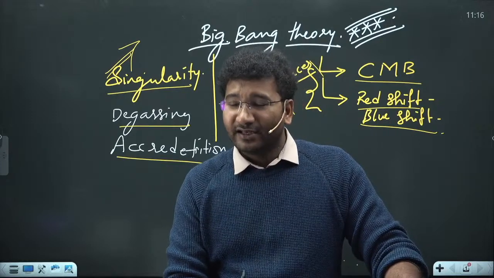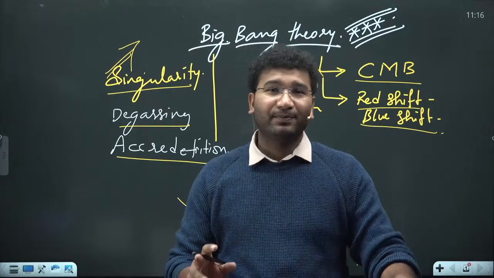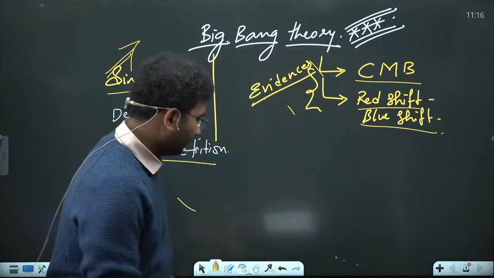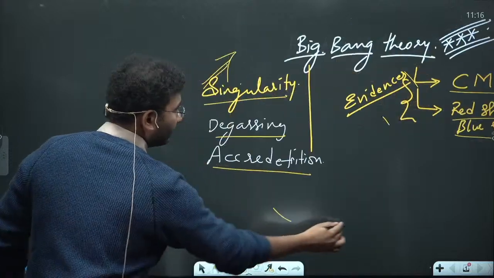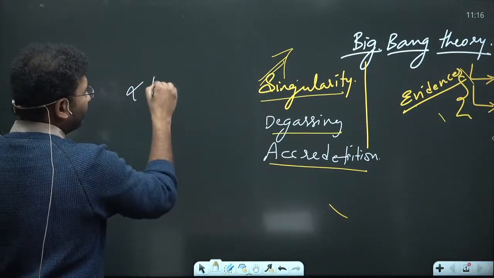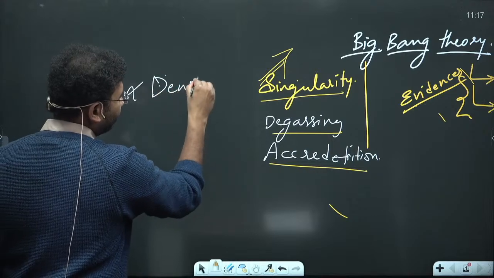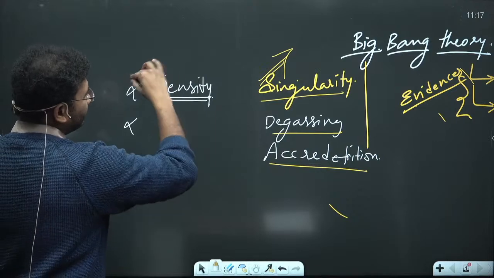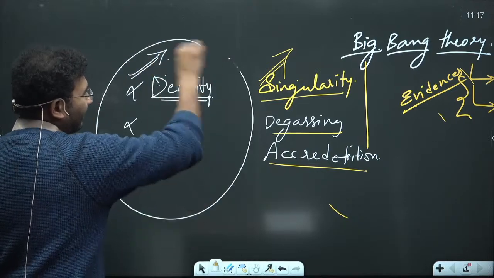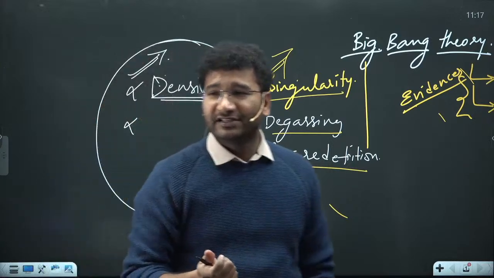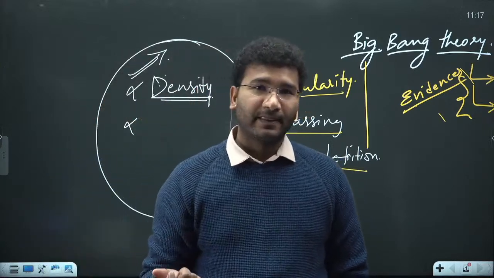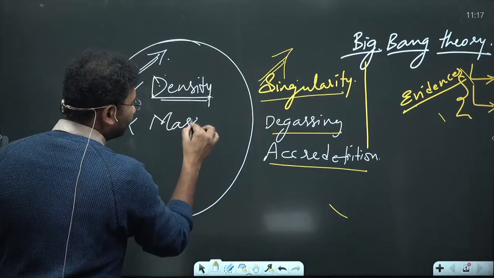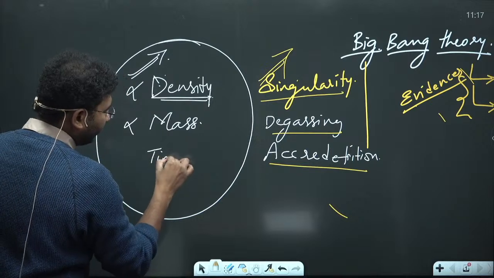आपको पता है singularity क्या होता है? Singularity is a place where, or a situation where, or a condition where you will find infinite density. Now infinite density of what? Infinite density of material. Along with infinite density, the mass is also infinite, and a tiny volume.